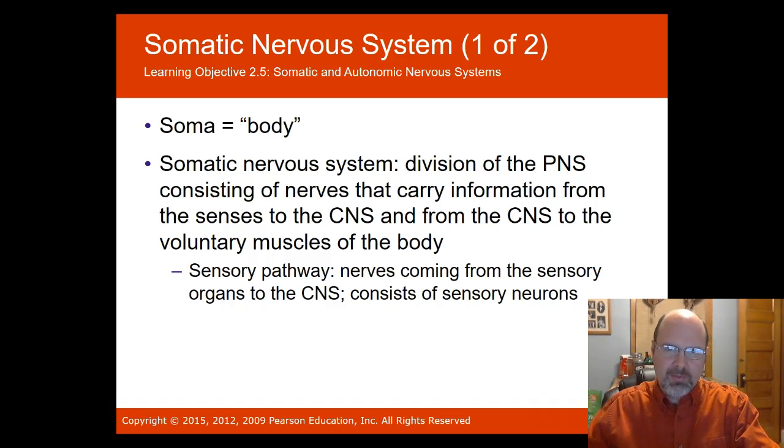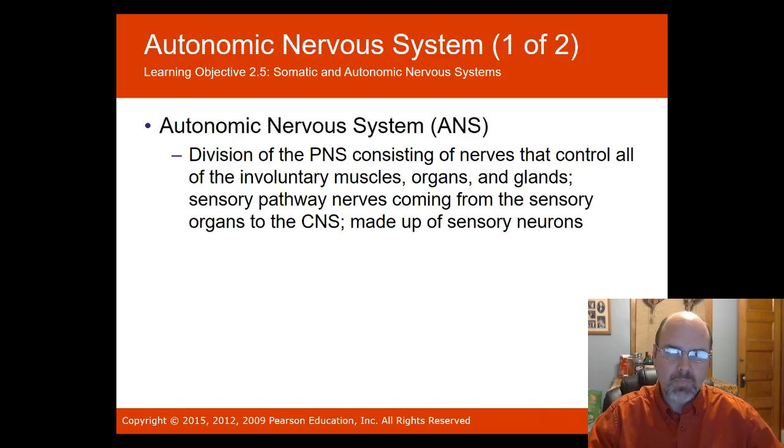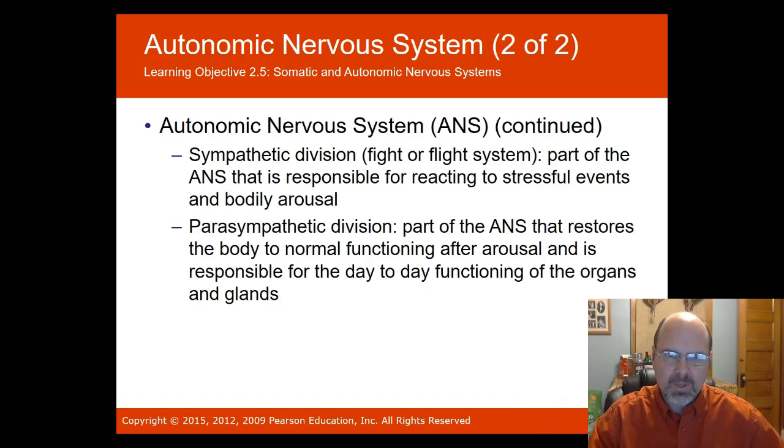Again, we talked about the somatic nervous system, which involves the sensory pathways and also our motor pathways. The autonomic nervous system has to do with our involuntary muscles and glands. We talked about that already. This is good to know: the sympathetic division and the parasympathetic division. This has to do with fight or flight.